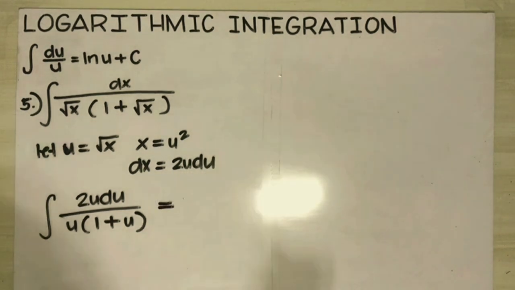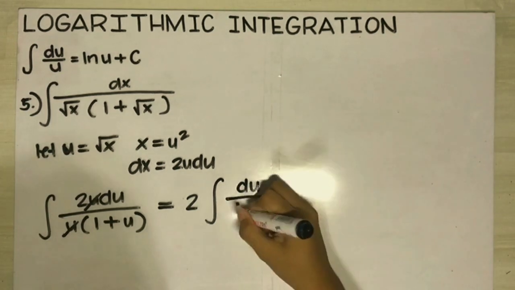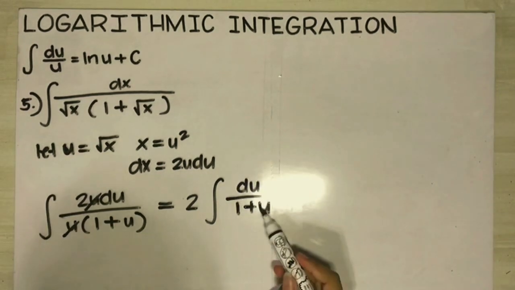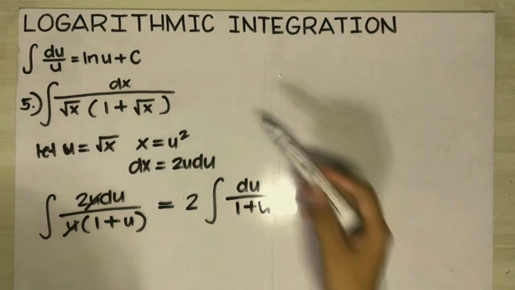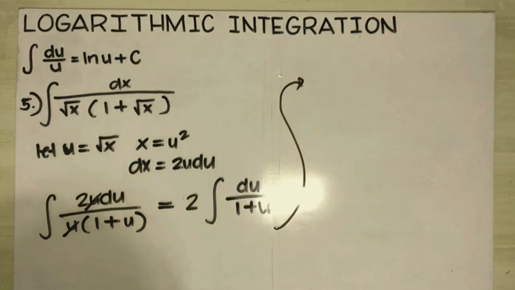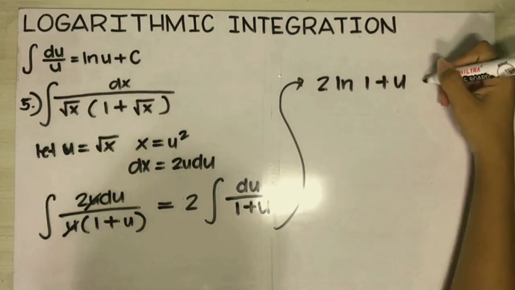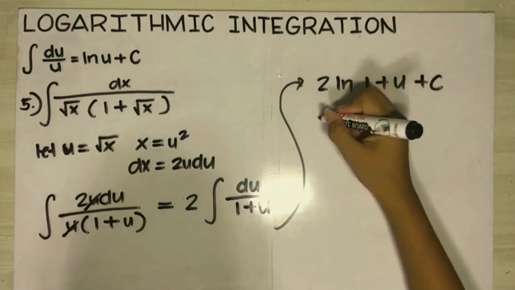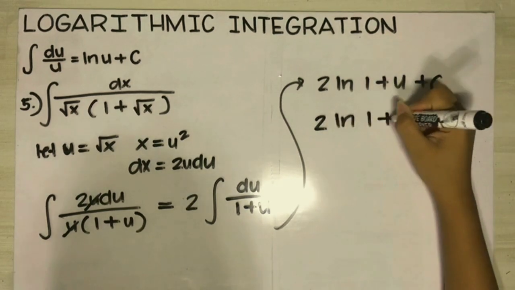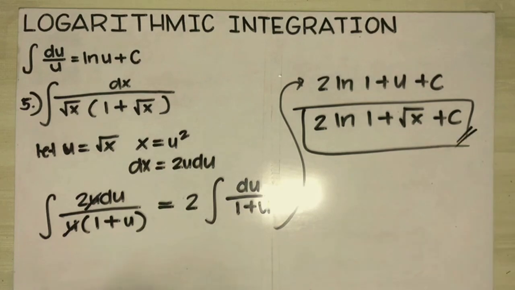Now this is equal to, let's put 2 outside the integral. So du all over 1 plus u. So we can use now the formula of logarithmic integration. So 2 ln 1 plus u plus c. Since our value of u is the square root of x, let's change the u. So the final answer is 2 ln 1 plus the square root of x plus c.